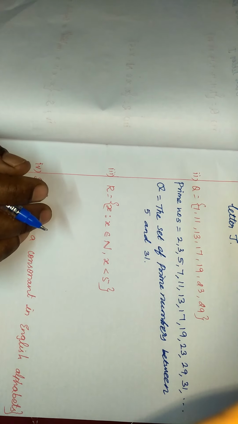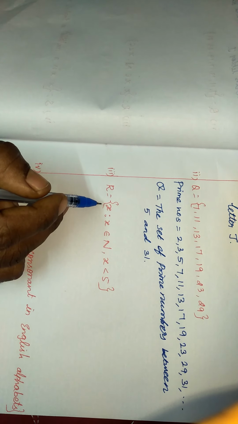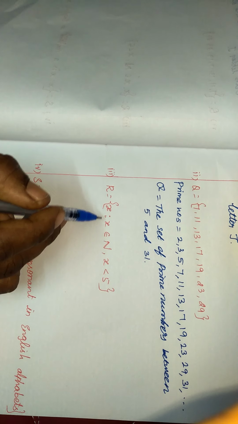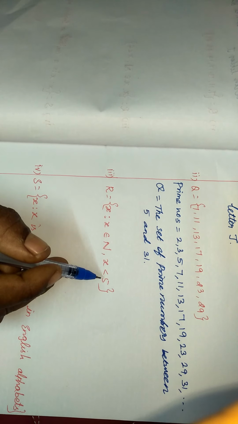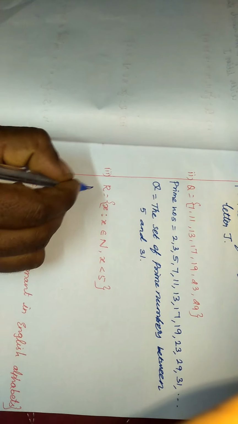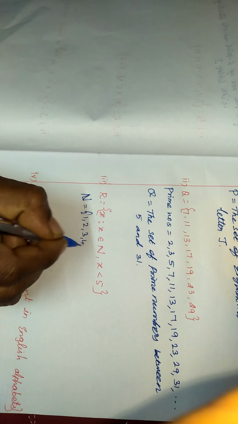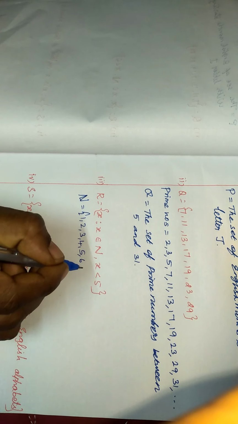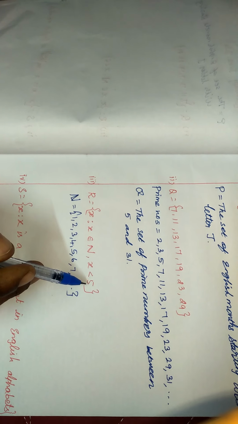Next, R is equal to open curly bracket x such that x belongs to natural numbers, x is less than 5. Already you know the natural numbers. The natural numbers are 1, 2, 3, 4, 5, 6, 7, etc. The natural number starts from 1, but here condition is x is less than 5. X is a natural number.